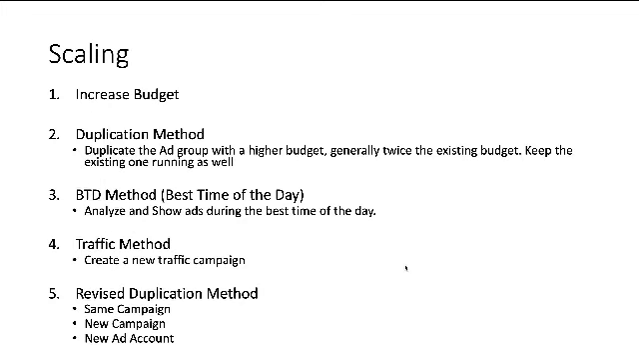So let's talk about scaling. By now you would have created an ad account, you would have had your campaigns running, and you would have been promoting profitably on TikTok.